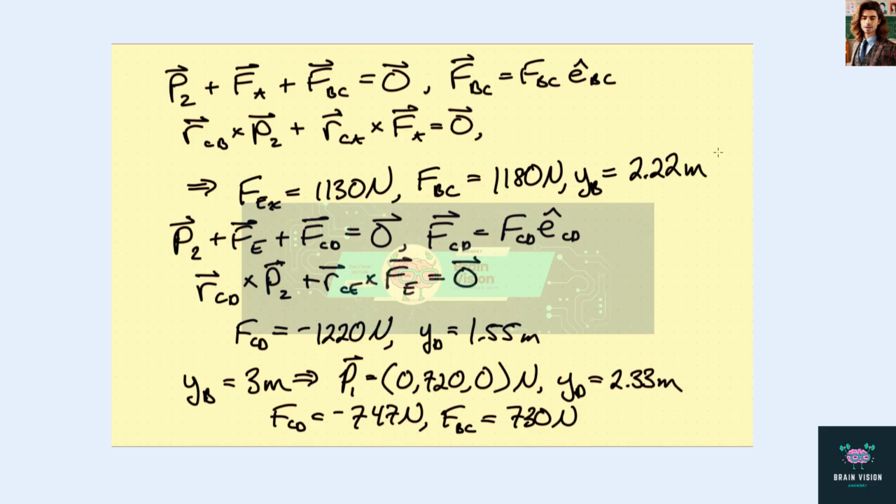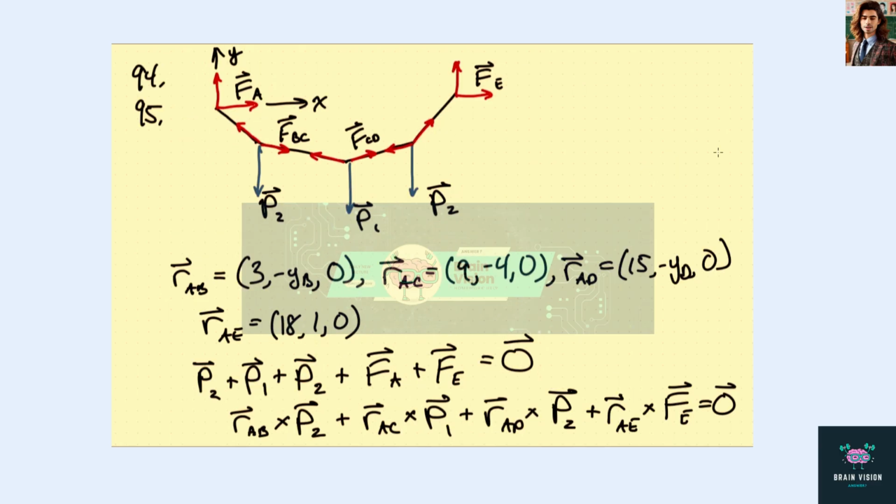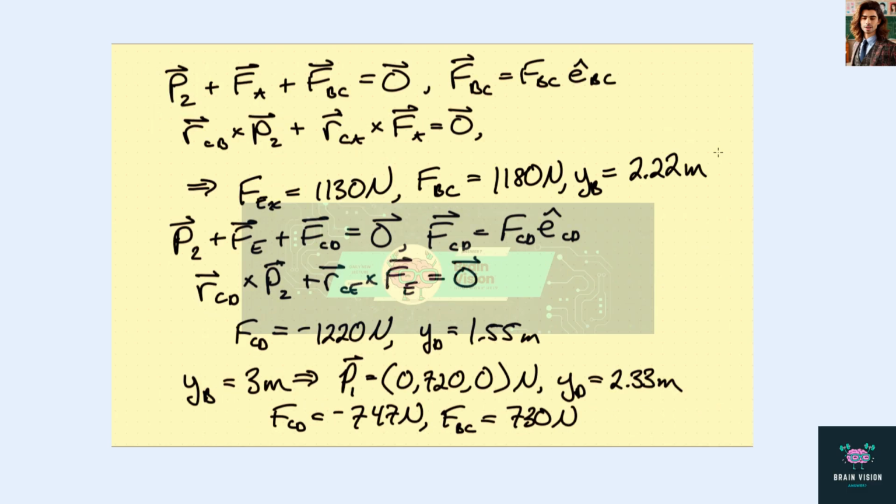We can also figure out that FCD has a magnitude of 1,220 newtons. So it is in this direction. So again, it's in tension, just the way we drew it. I actually should have used FDC here, and that would have shown that it was positive. But anyway, that gives us the answer that we're looking for.